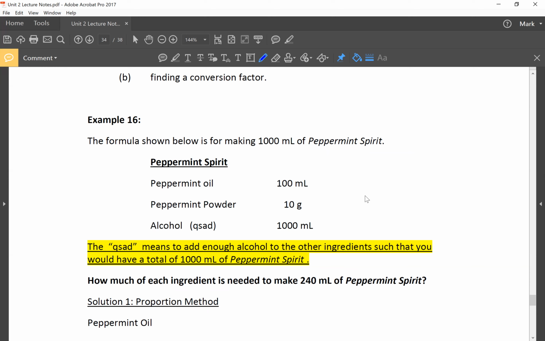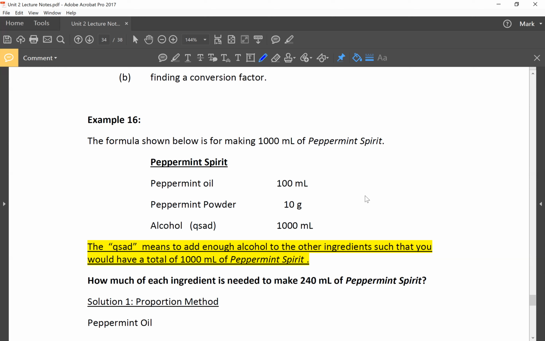When I think of peppermint or menthol, I always think of Vicks Vapor Rub. I don't know if you guys have ever used that, but peppermint scent or flavoring can typically help with congestion and things like that. It doesn't matter. So the formula, the recipe for peppermint spirit, is 100 milliliters of peppermint oil and 10 grams of peppermint powder, and you mix it with alcohol and then QSAD.